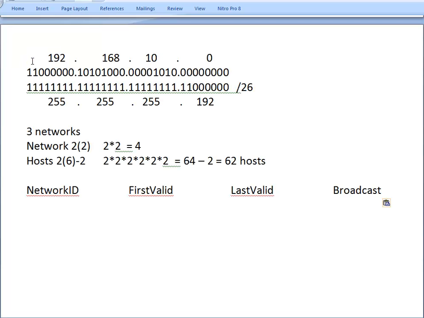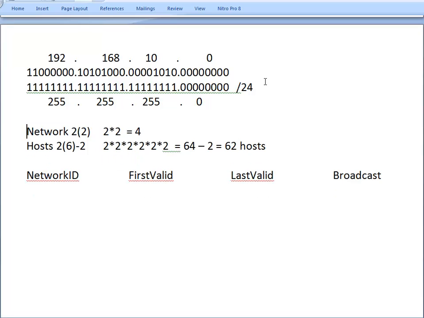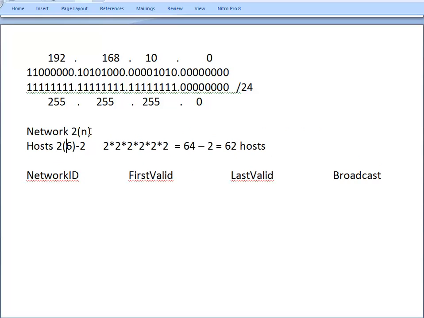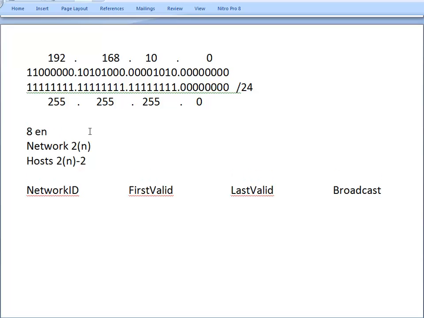Okay, before we move to that, let's change this back to what it was. So you were given /24, this IP address. Now we don't need 3 networks anymore, so I'm going to change this back to N here. The host again, N. Okay, great. Now I'm going to take another example very quickly. For this example, I'm going to need 8 networks.